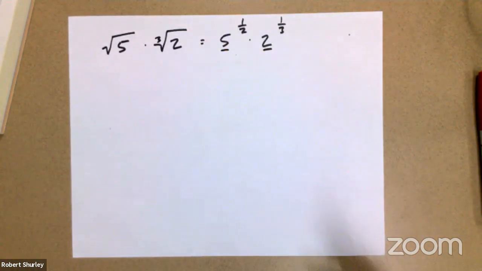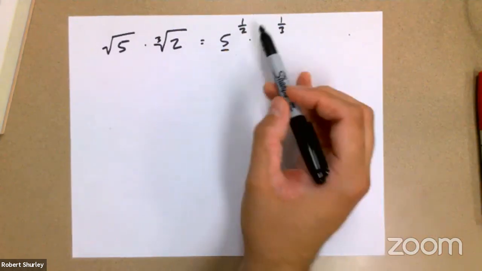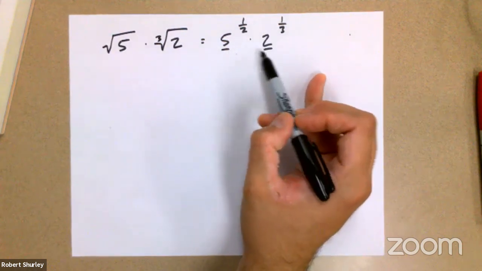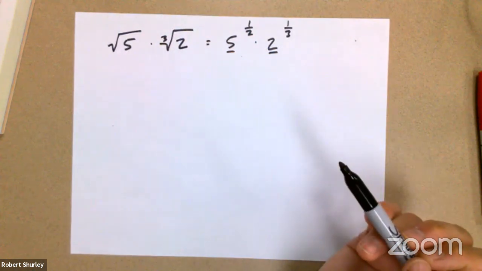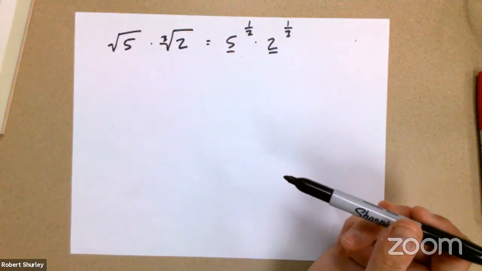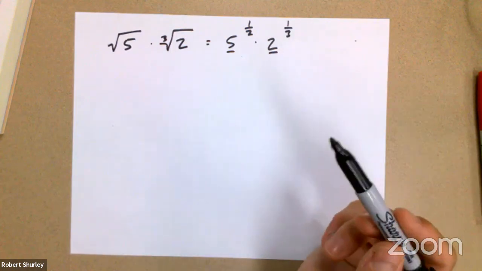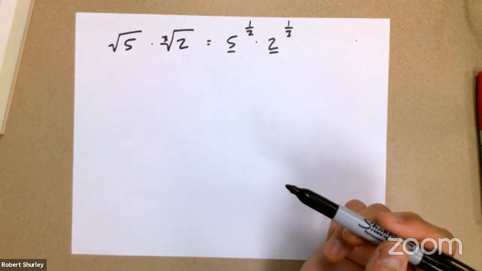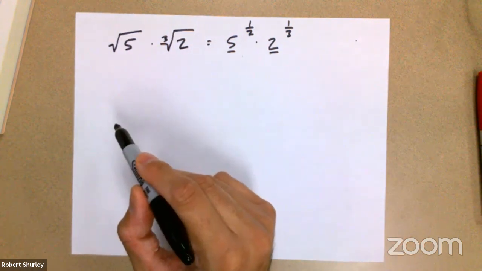I'm sorry, guys. I couldn't add the exponents because I don't have the same bases being multiplied. But what we could do is get the same denominator. And if they had the same denominator, that means they could be under the same root.